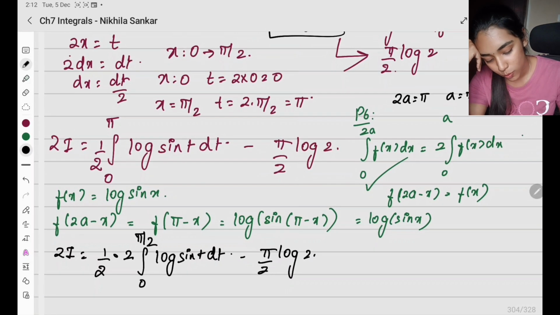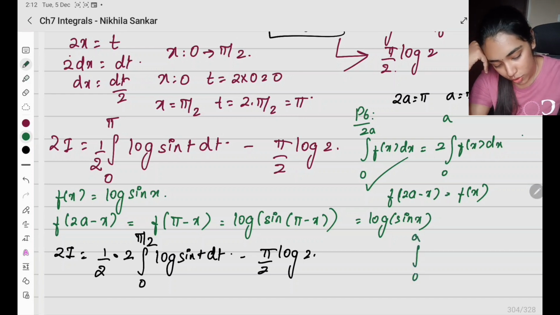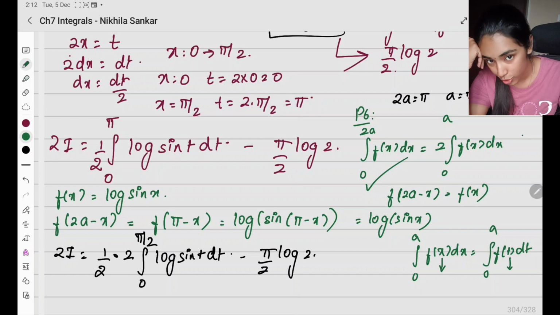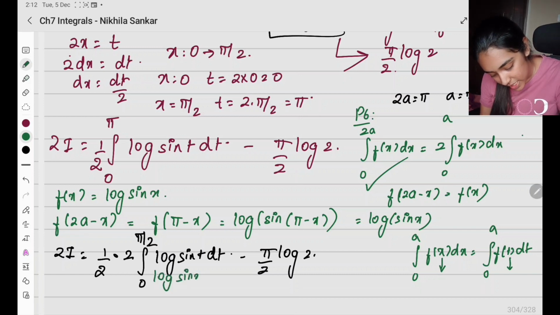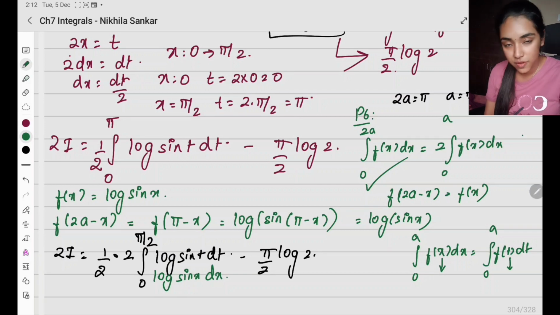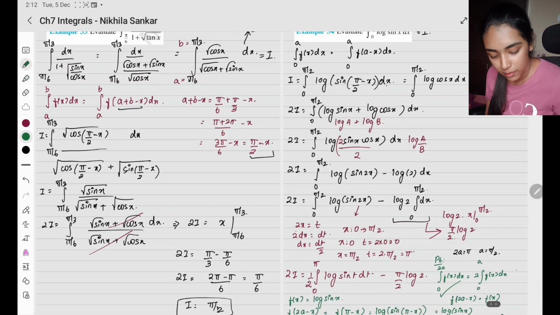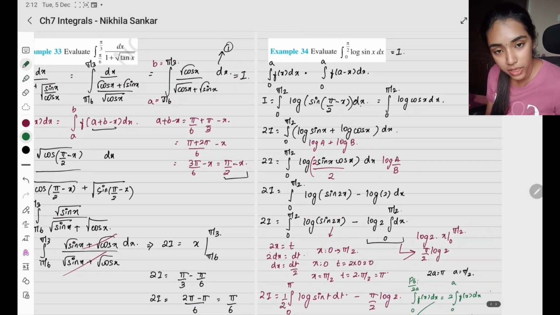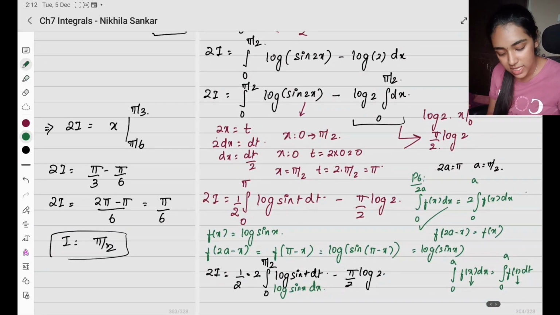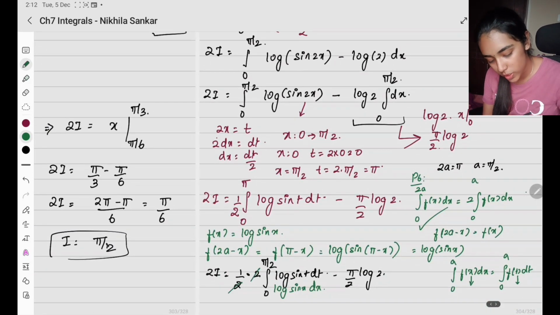Now there is one more property, which is property 0, which says that integral 0 to a of f of x dx is integral 0 to a of f of t dt. Correct? We can simply change x to t. So if we change that, what happens? This becomes log of sin x times dx from 0 to pi by 2, which is nothing but our question. Correct? 0 to pi by 2 of log sin x. So this is nothing but my question. The 2 and the 2 get cancelled. So what do I have here on this side?